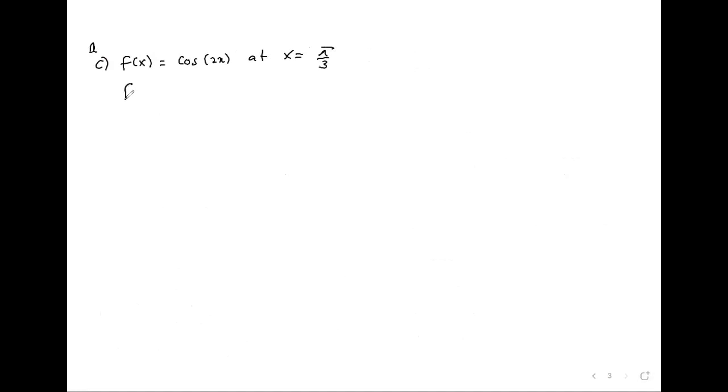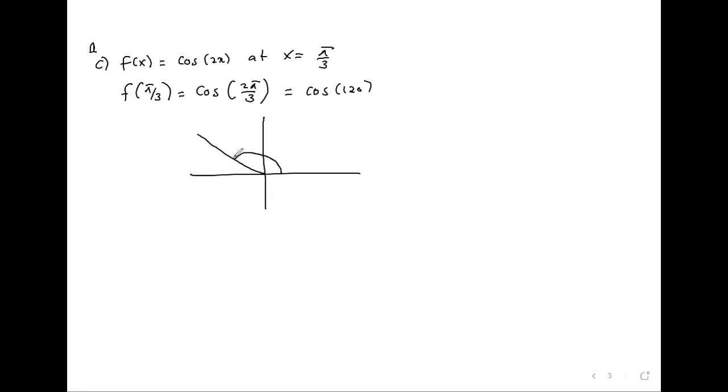And then first thing, you find f of pi over 3, which is cos 2 pi over 3. Now pi over 3 is 60, so 2 pi over 3 is 120. So we're dealing with cos 120. Where do we find 120? We find 120 in the second quadrant. So you use the reference angle in the second quadrant. So you say 180 minus 120, which is equal to 60. So here we are finding cos 60.